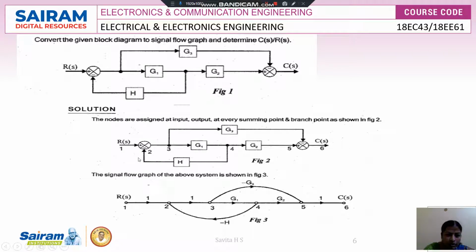From the input it is only 1. From 2 to 3 the gain is 1. Again from 3 to 4, the gain is G1, and again 4 to 5 the gain is G2, and again from 5 to 6 the gain is 1. So I'll write it as 1. From here 3 to 5 it is connected. Since it is connected to the negative, I need to write minus G3. Again 4 to 2 it is connected. It is the feedback. Since it is negative, I'll write it as minus H1.